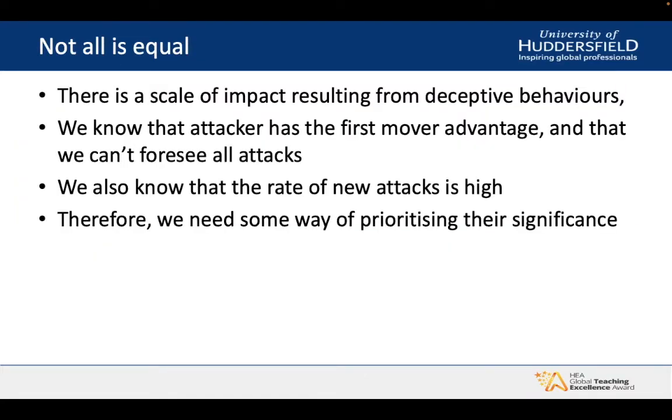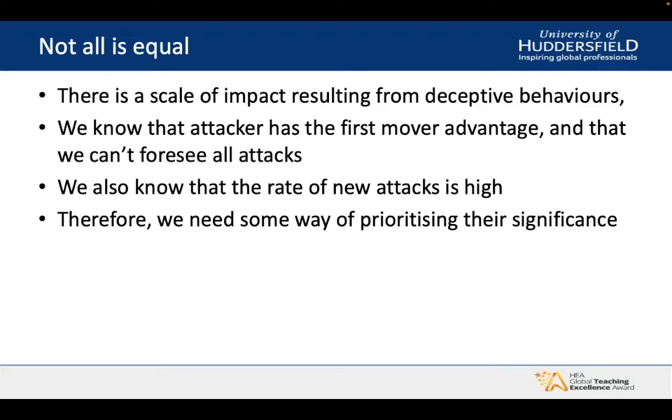So we've gone over those examples there. Now, one thing that I want to mention about them is that obviously not all is equal, right? There's a scale with these deceptive behaviours, particularly with their impact, right? So what they cause as the final result. We know that the attacker has the first mover advantage. I mentioned that a few times, and that we can't foresee all the attacks. And we know that the rate of new attacks is high.